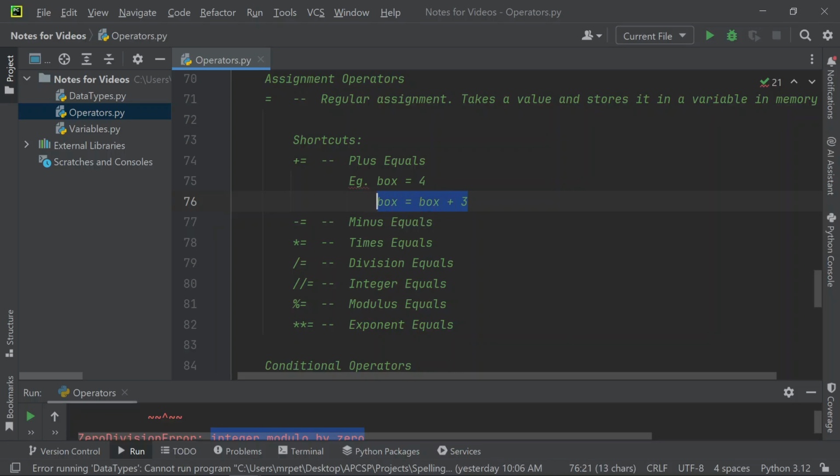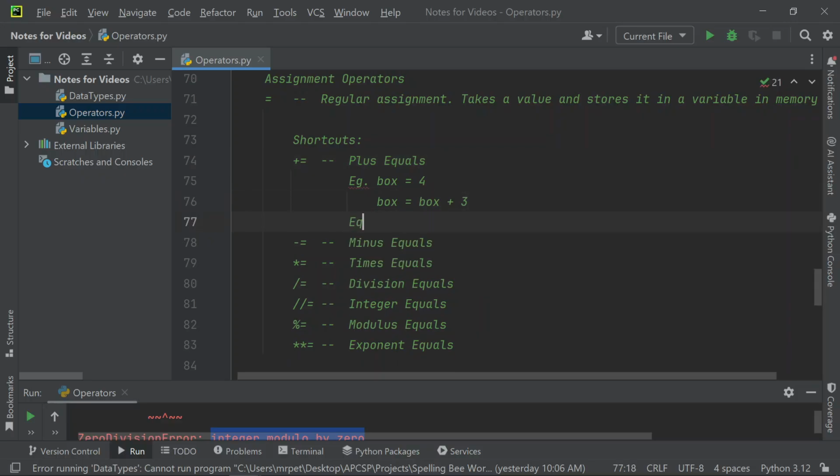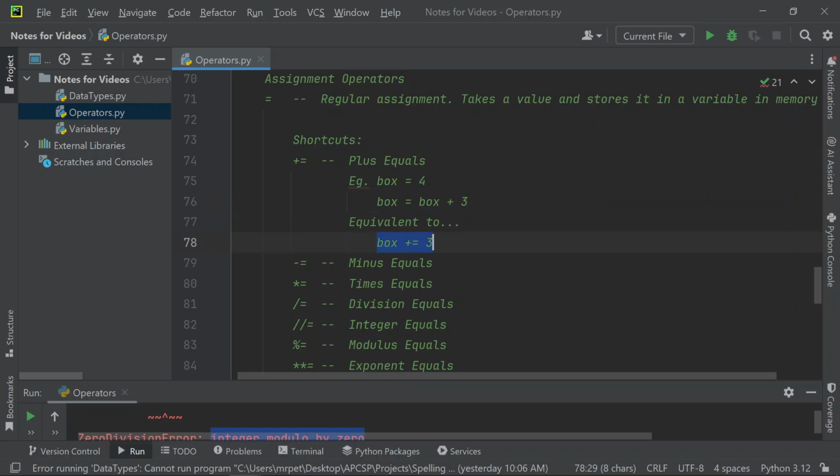Programmers at one point decided that this is too much typing, so they made a shortcut using this plus equals. So this last line here is equivalent to box plus equals 3. So this line and this line are the exact same thing. They do the same thing. This is a little bit less typing. This is a little bit more typing.